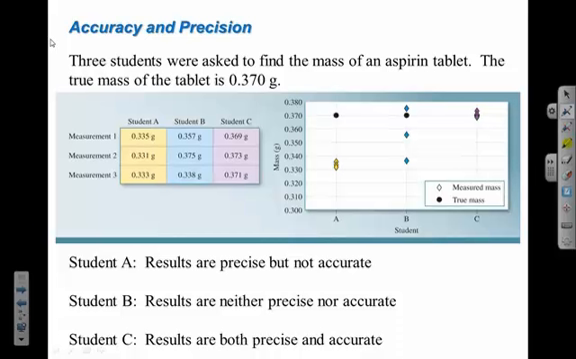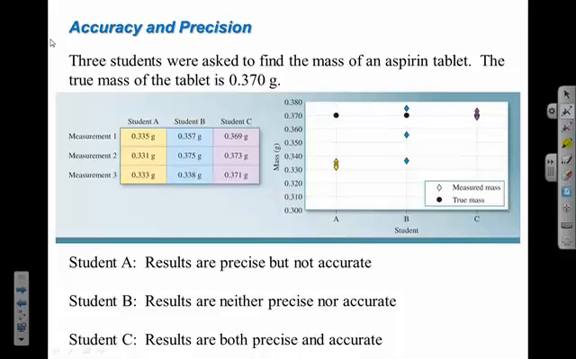So if you're making a bunch of measurements and they don't agree with one another, like this student here in the middle, the blue column, their measurements vary pretty significantly from one another. It's pretty unlikely that if they average those together, they're going to get an accurate measurement. So you want your measurements to be precise. Usually that's a good sign that you have accuracy, but not always.